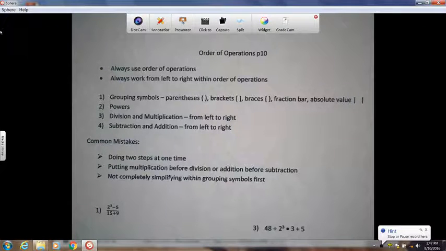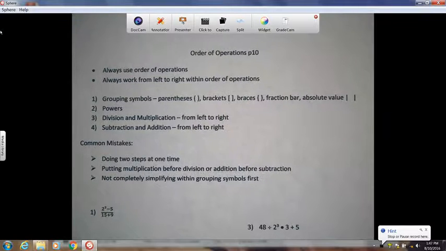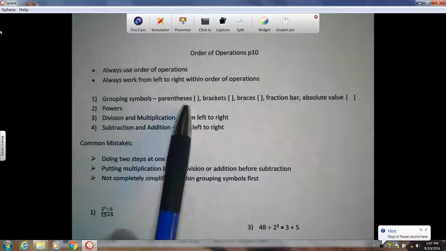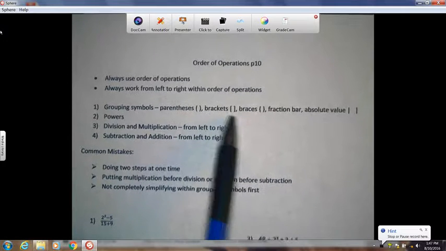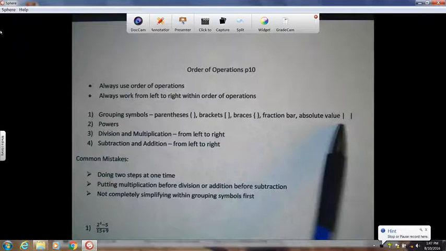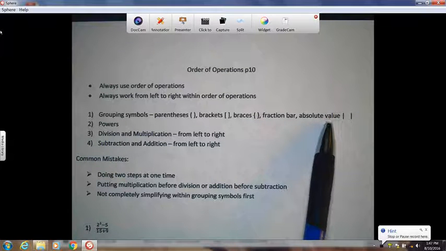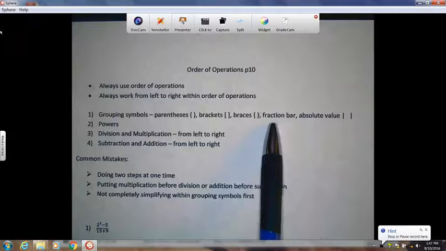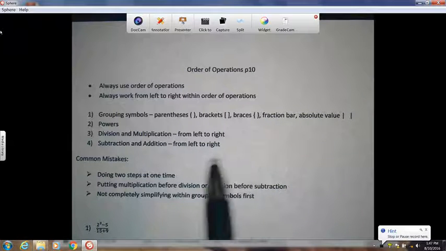The first thing is grouping symbols, and there's several grouping symbols that you will see: parentheses, brackets, braces, fraction bar, or absolute value bars. When you see these, complete those first. And you're going to use absolute value within the grouping symbols.